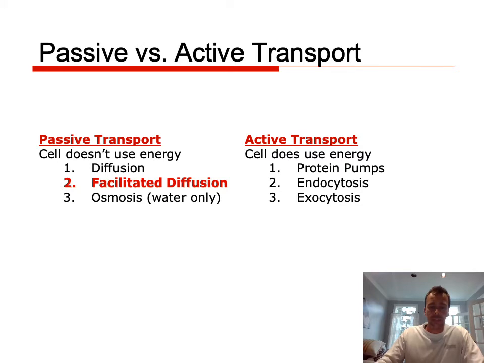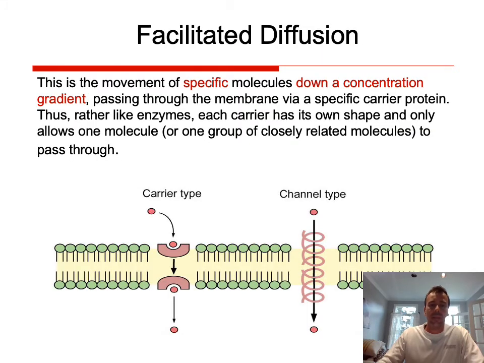So that's diffusion. Let's talk a little bit about facilitated diffusion. Facilitated diffusion, again, is the movement of specific molecules down a concentration gradient, so from high to low, but it passes through the membrane via a specific carrier protein or channel. So it either uses a carrier that grabs the molecule and flips it across the membrane, or the molecule moves through a channel.